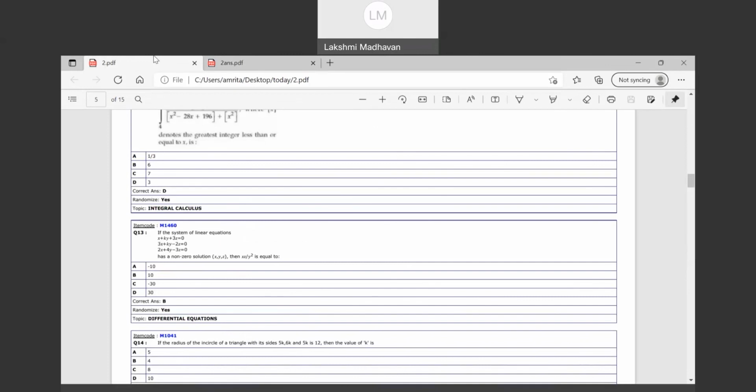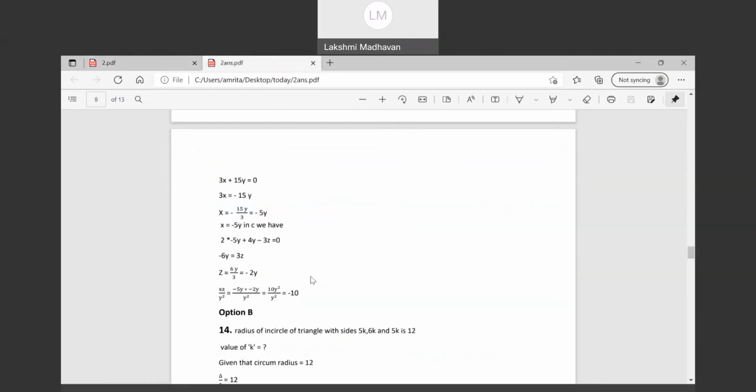So the correct answer for this question is option B. So there is no negative here. I put this in by mistake. So the correct answer is 10.